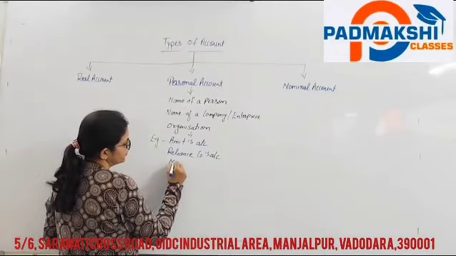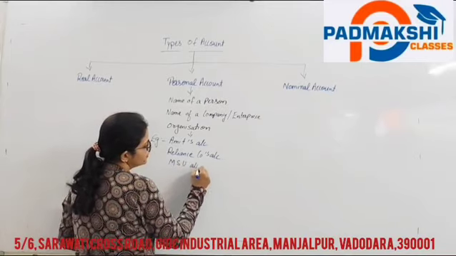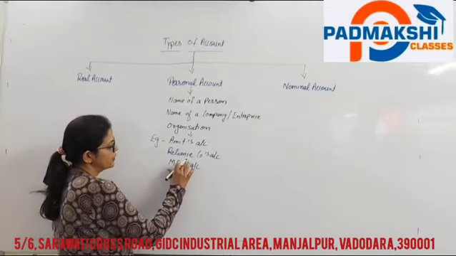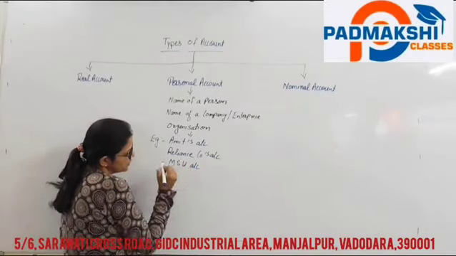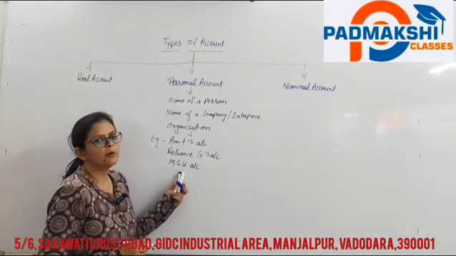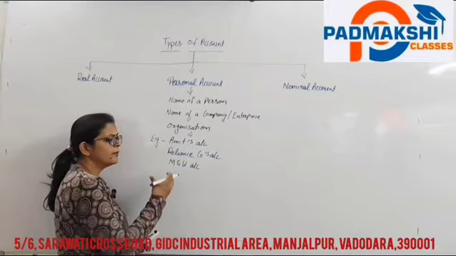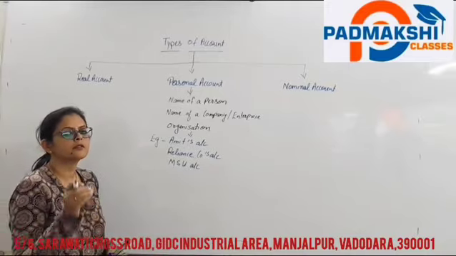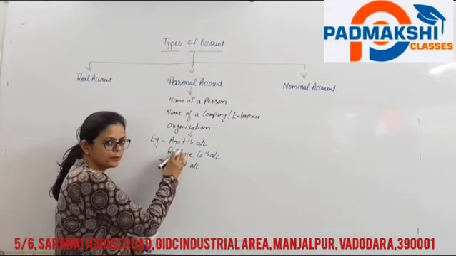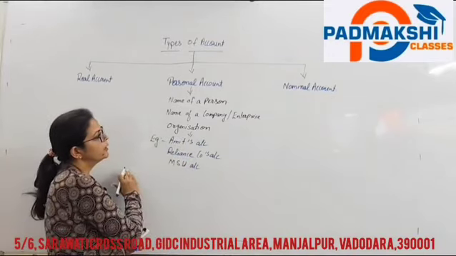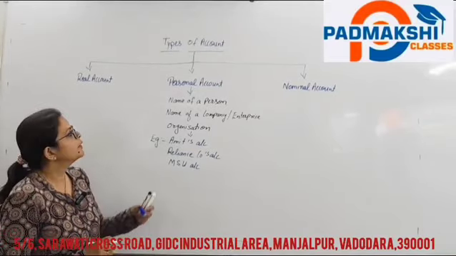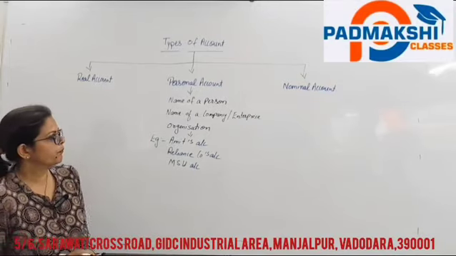Then MSU's account, that is Maharaja Sayajirao University's account. You have paid the fees or a transaction done with the university, so that it's the name of the organization. Same way, there are endless examples. Just keep in mind whenever you come across name of a person, name of a company, any organization, any enterprise, it goes under the category of personal account.